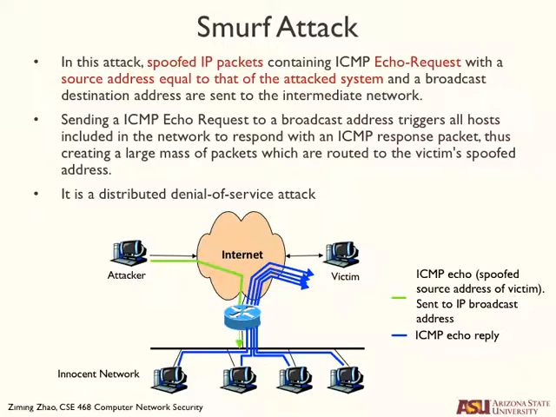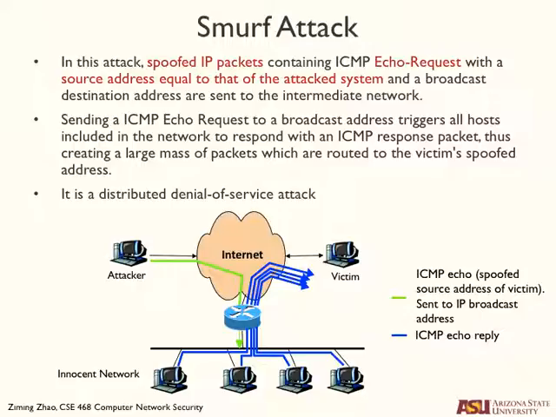And the third one, very interesting. This one is related to the protocol itself. So this attack is called the Smurf attack. To pull off this kind of attack, we also need to spoof the IP address. So in this attack, a spoofed IP packet contains an ICMP echo request message with a source address equal to the attacked system, the victim.